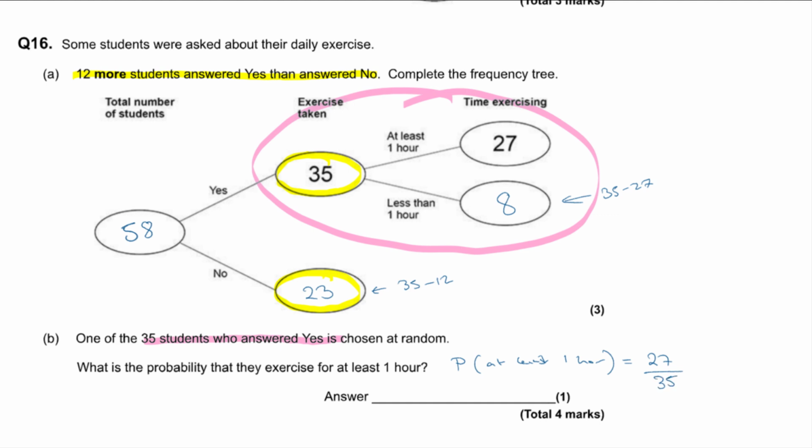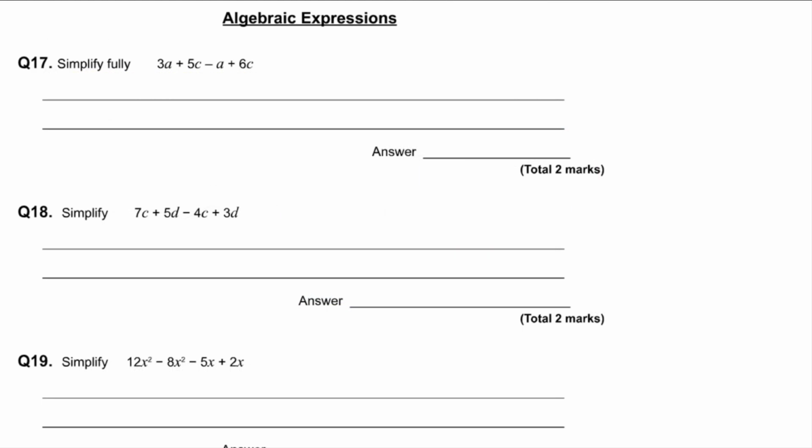It was 35. Okay, so that's my answer. It's going to be 27 out of 35. Next up, we've got algebraic expressions, and question 17 says simplify fully 3a plus 5c minus a plus 6c.